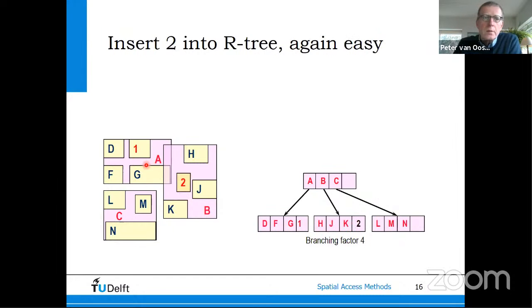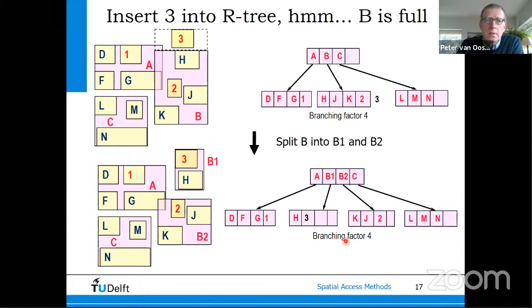Now object 2 is in the middle of object B, and so it fits here. Go to the second branch and put it over here. So easy peasy, not difficult. No extension of B's rectangle was needed, and there was a free slot, so it fitted.